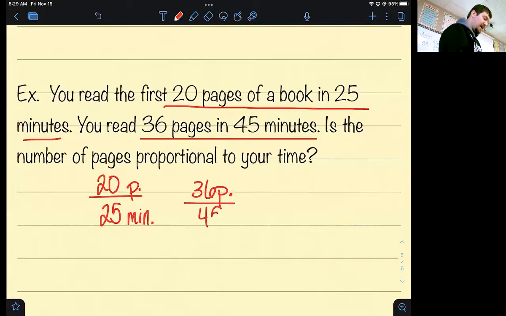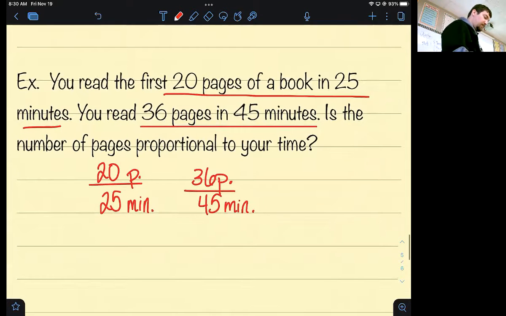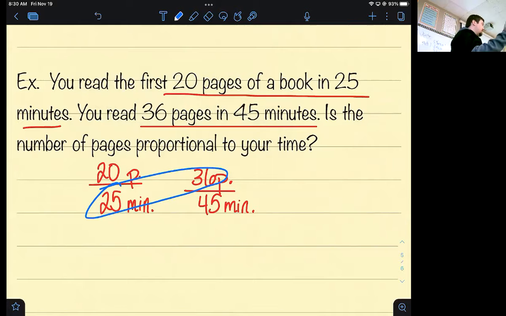I'd like to know if that's the same. Not the same number of minutes, not the same number of pages, but am I reading at the same speed? Okay. So if we cross multiply, which is what a lot of you like to do, yesterday, you would do 25 times 36. Could someone tell me what that is? You'll need your calculators again. Hopefully you have those out.